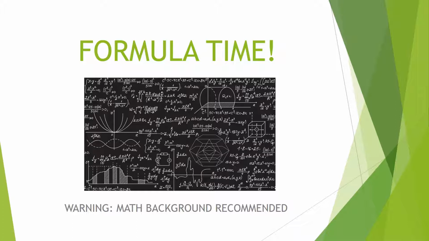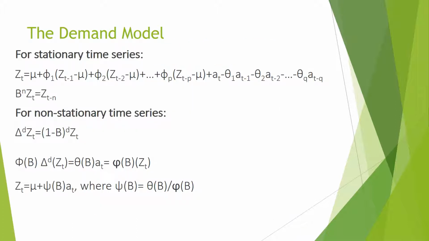Now that we've gone over the concepts of ARIMA and supply chains, it's time to get into the formulas. Now, these formulas may be a little complex if you don't have a math background, but I'll try and make them as simple as possible. This slide includes formulas for the demand model. The first formula is a typical ARIMA model formula. Z_t represents your prediction at time t, while mu is the mean of the time series or the variable of interest. Now, these phis and thetas are based on fitting the model and finding the coefficients of order p and q that fit the data best.